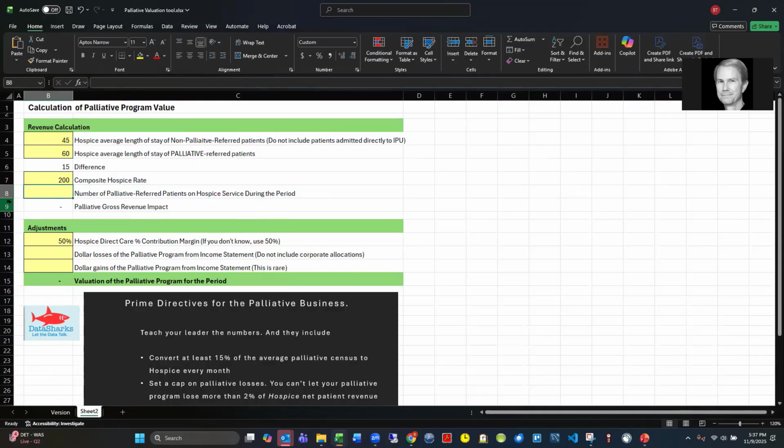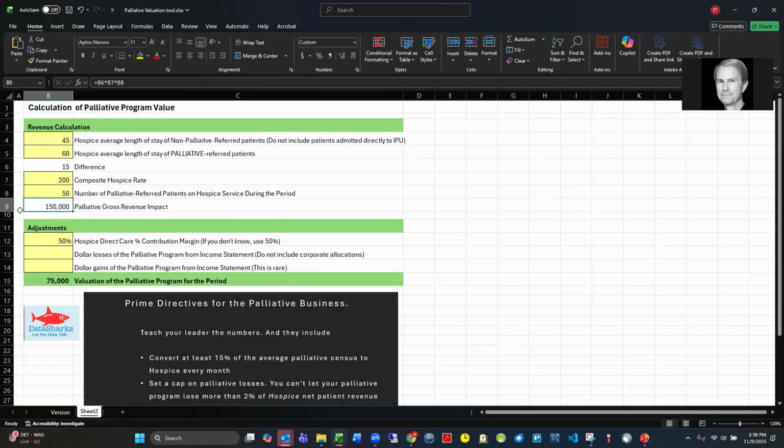Let's look here at the number of palliative referred patients on hospice service during the period. You can run this for a month. You can run this for a year, whichever you choose. I don't know what that's going to be. Let's say you have, I don't know, 50 palliative patients in your program. Your impact on gross revenue from these additional patient days is $150,000.